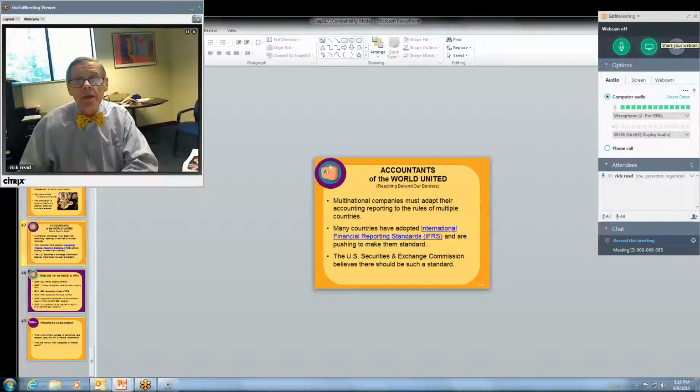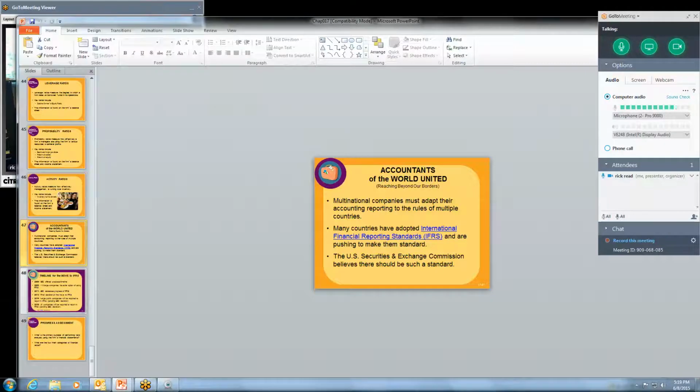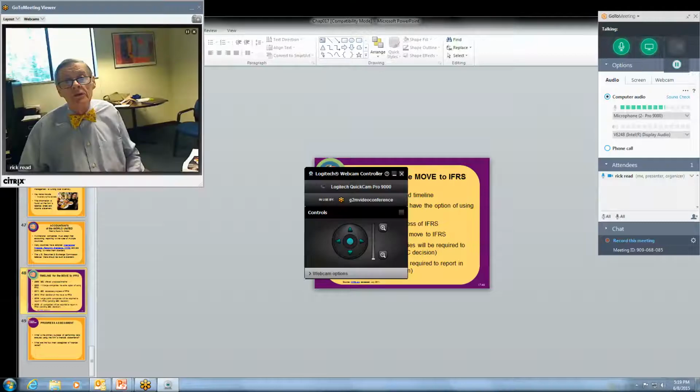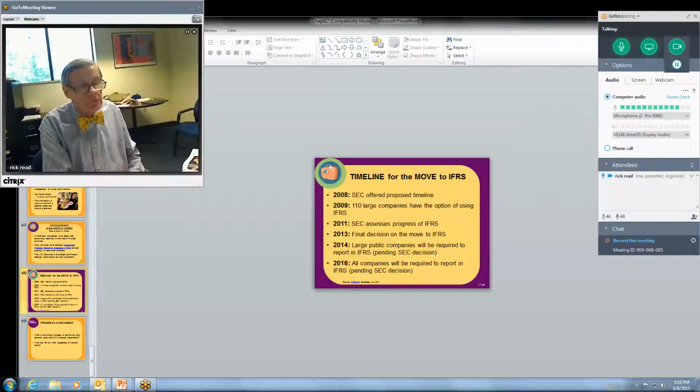This is just talking about trying to make accounting rules simple for everyone to understand, and that they should be an international standard. Something that the Securities and Exchange Commission, SEC, is in favor of, but a lot of companies don't particularly care for it, and so there's still a fight going on. It was supposed to have been implemented some time ago and has not been. This gives you a timeline when the SEC wanted to move to the international accounting standards.